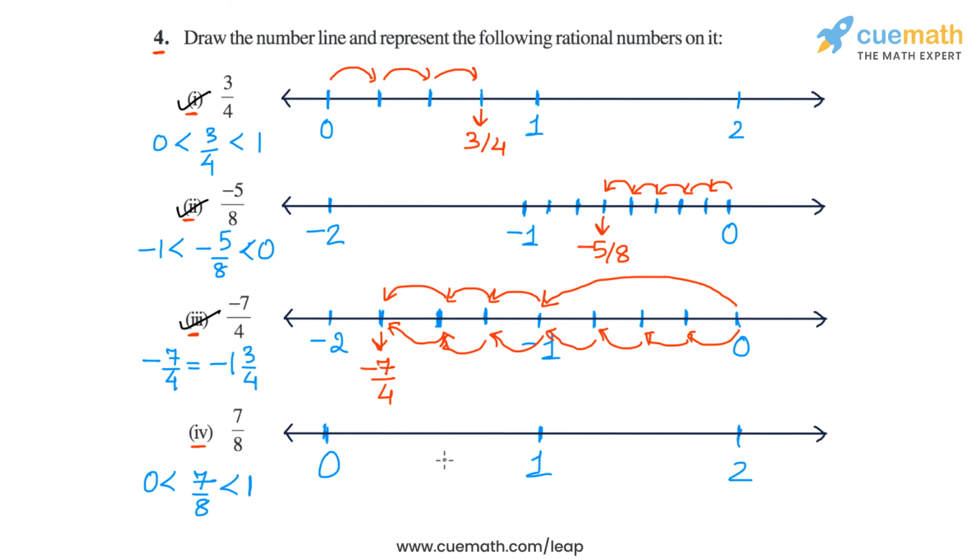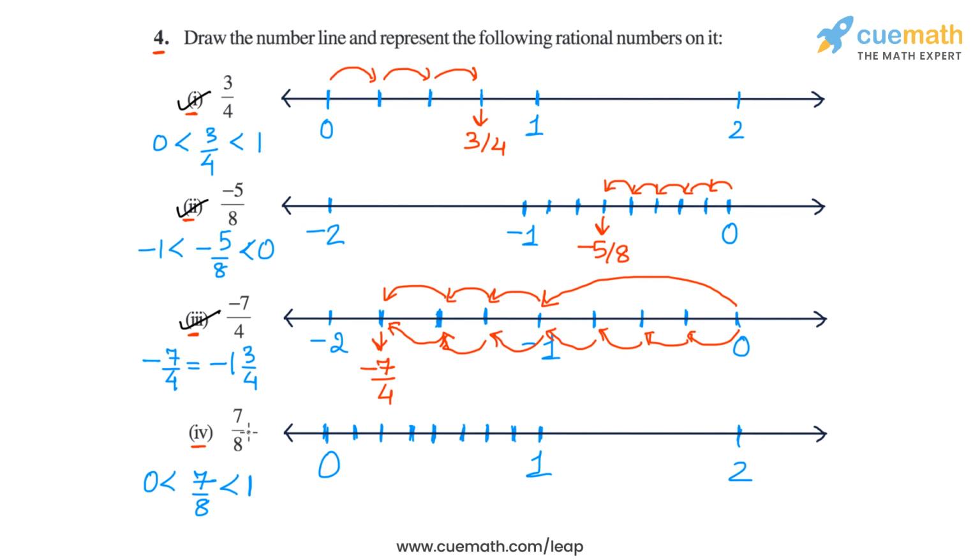Because 7/8 lies in the interval between 0 and 1, let's divide this interval into 8 equal parts. So first I split it into half, then I split each part into 2 equal parts again. So far I've divided the interval into 4 parts. Now let's divide each part into 2 equal parts again. So this is how we can do this. So now I have divided the interval between 0 and 1 into 8 equal parts.